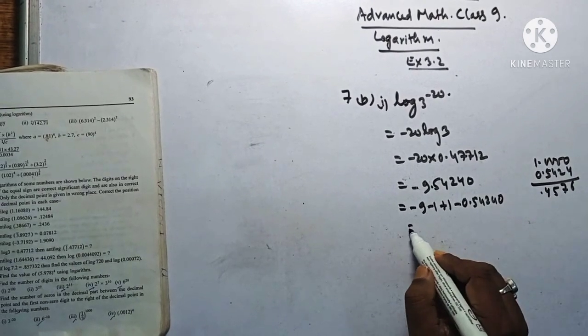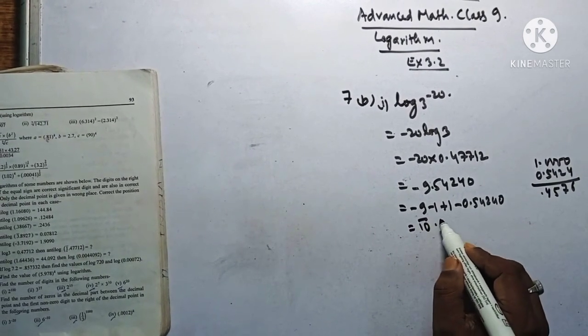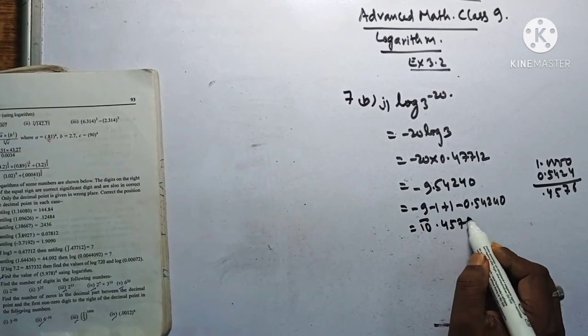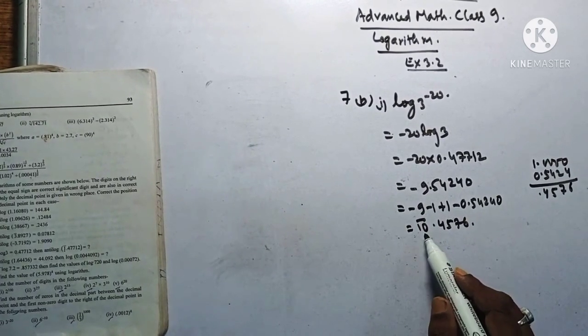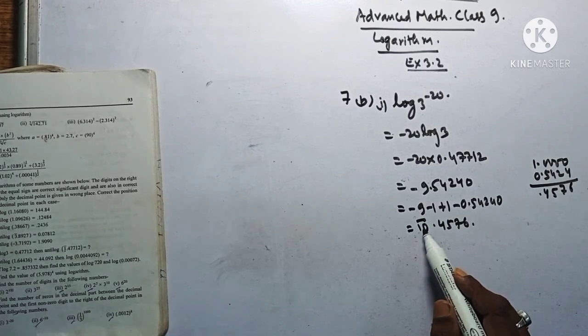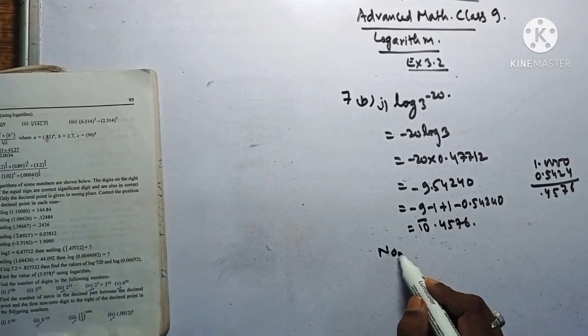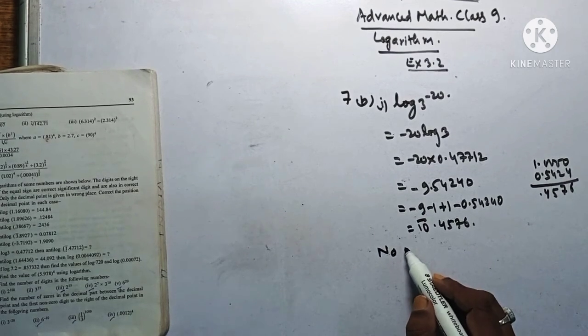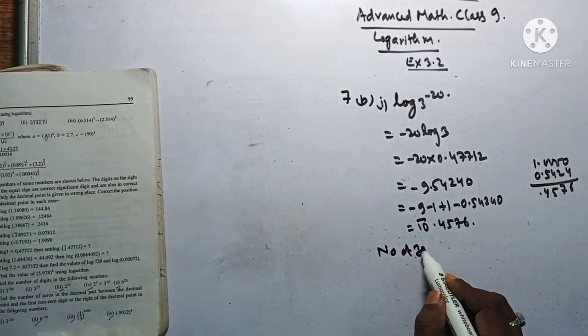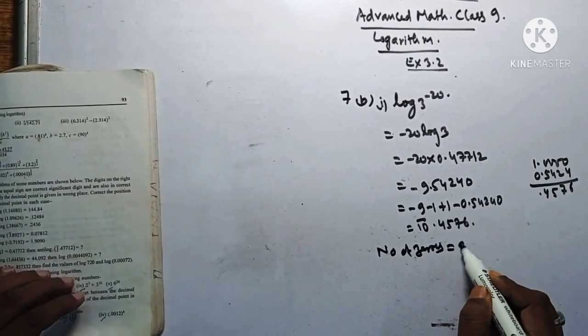So this will be 10 bar 0.4576. Always remember the number of zeros: the characteristic is minus 10, so you subtract 1 from it. So the number of zeros will be 9.